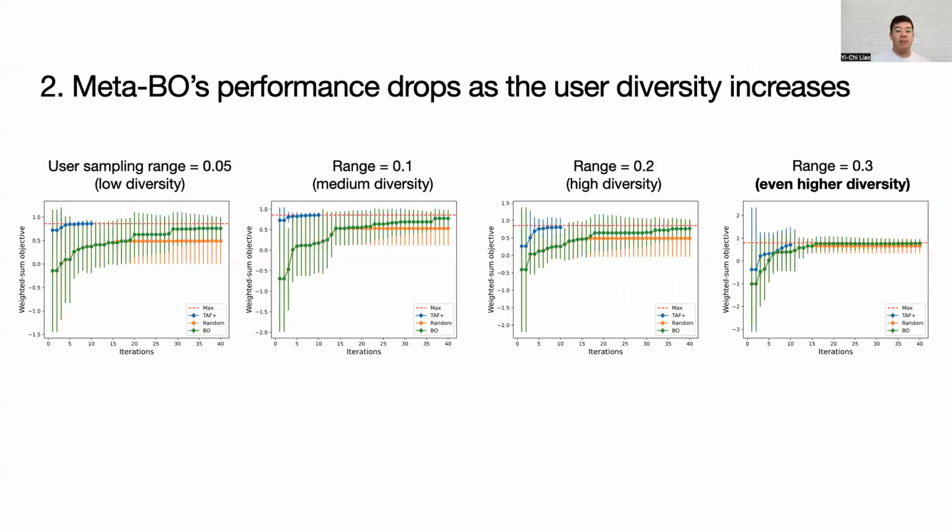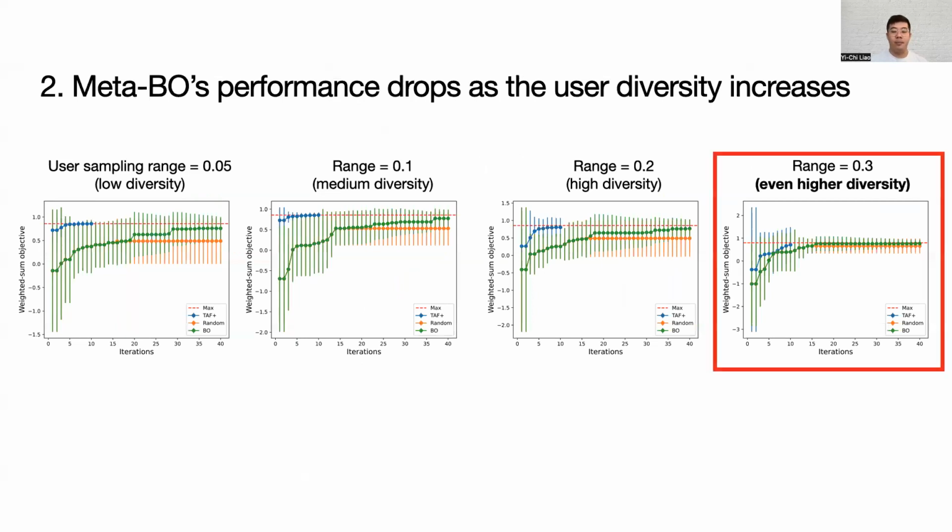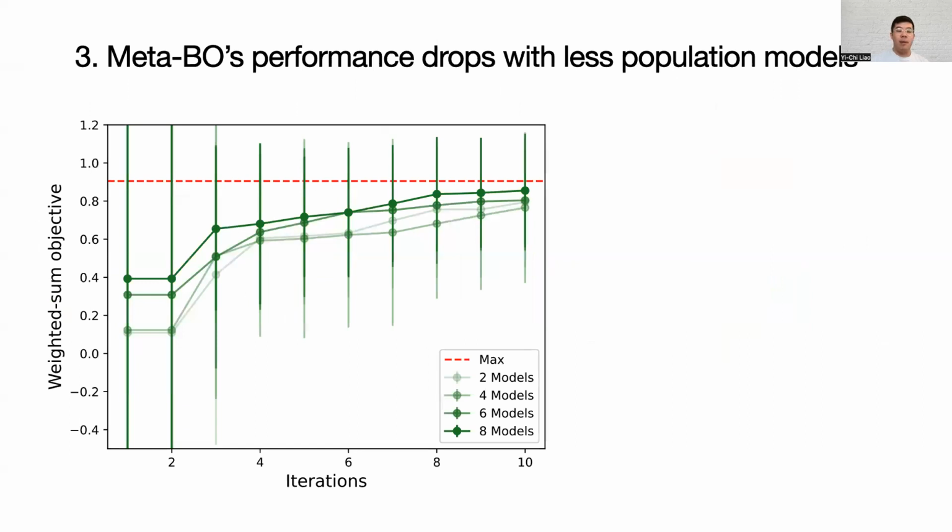We also noticed that Meta-BO performs less well when the user diversity is high. This also makes sense because essentially TAF+ relies on the shared characteristics of all the users. If the users are rather different, there's less information that it can leverage. We also found that Meta-BO performs less well with fewer population models. This is again reasonable because it simply has less information to leverage when there are just fewer population models.